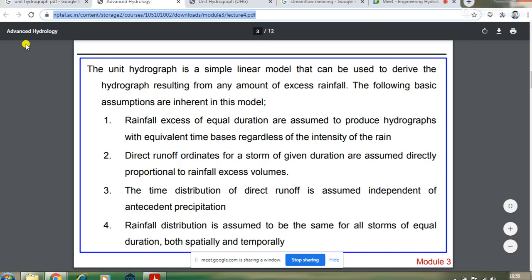Okay, रेनफॉल एक्सेस मतलब जो ज्यादा रेनफॉल हुआ है of equal duration are assumed to produce hydrographs with equivalent time basis regardless of the intensity of the rain. ठीक है, now this thing we will be understanding through some pictures. Okay, so let me show you one more thing, and then you will be able to understand what I am actually telling.